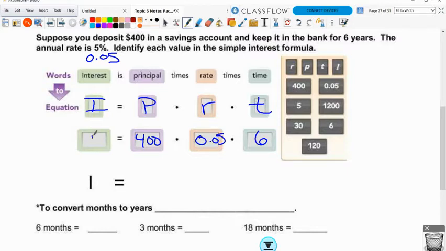We need to calculate I, which is the amount of interest. Notice that I is all alone on the left-hand side of the equal sign. So on the right-hand side, you just have to multiply 400 by 5/100ths and then multiply that value by 6. If you take out your calculator and do 400 times 5/100ths and then multiply by 6, you would get I equals 120. And remember, I, the interest, is money, so this is going to be $120. In this case, you would earn $120 in interest over the 6 years.